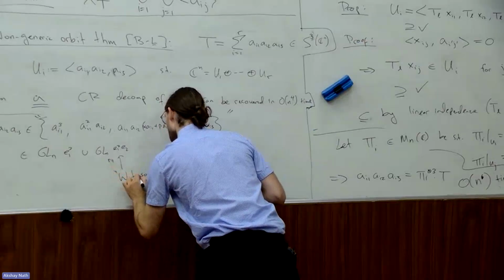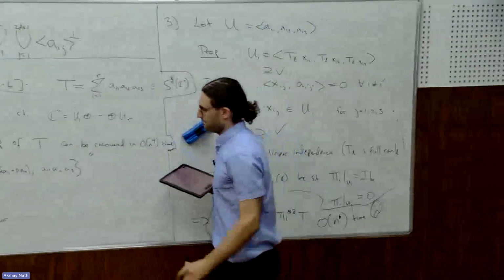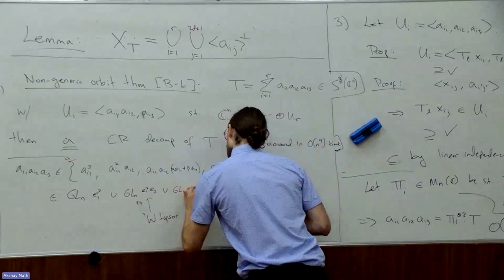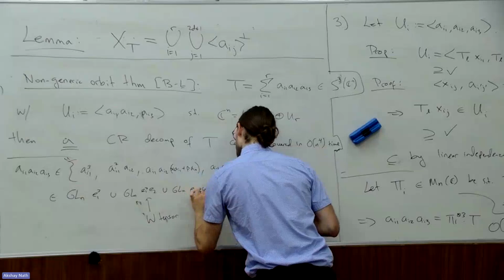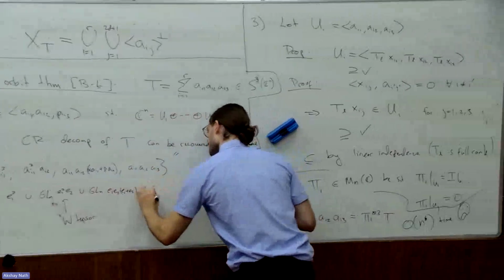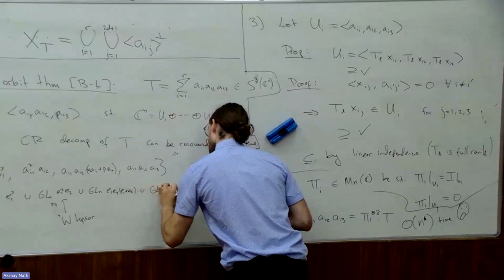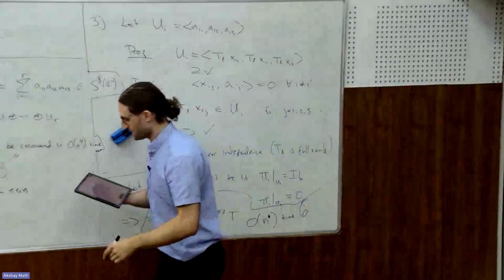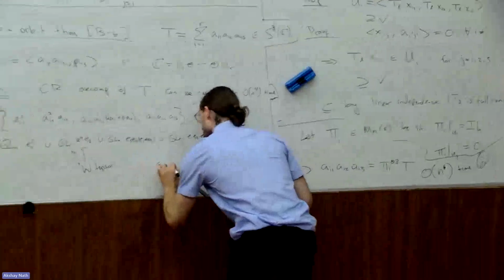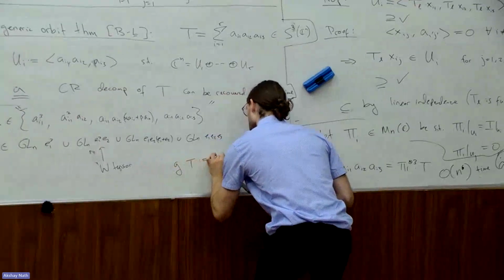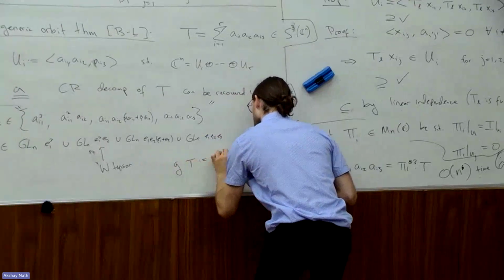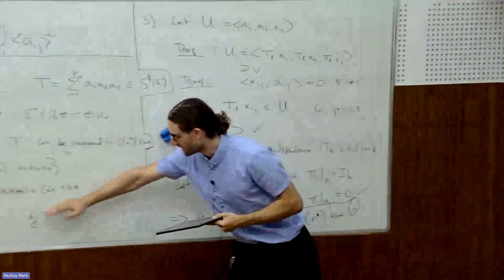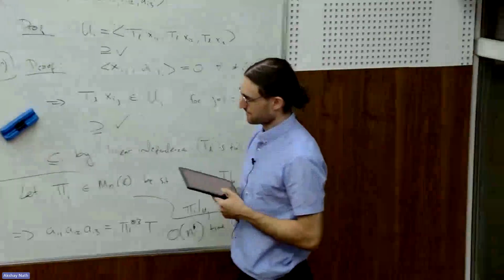For the W state. Then the third one is the GLN orbit of E1, E2, E1 plus E2. And then the fifth one is the GLN orbit of E1, E2, E3, where GLN is acting as G dot T is G tensor 3 acting on T. That's how the GLN acts on these symmetric tensors.